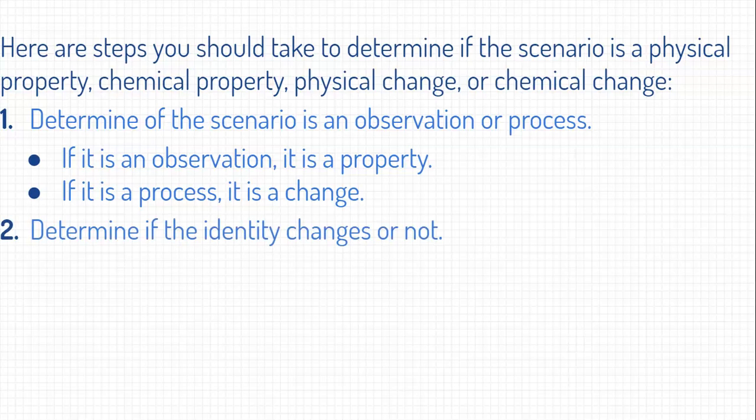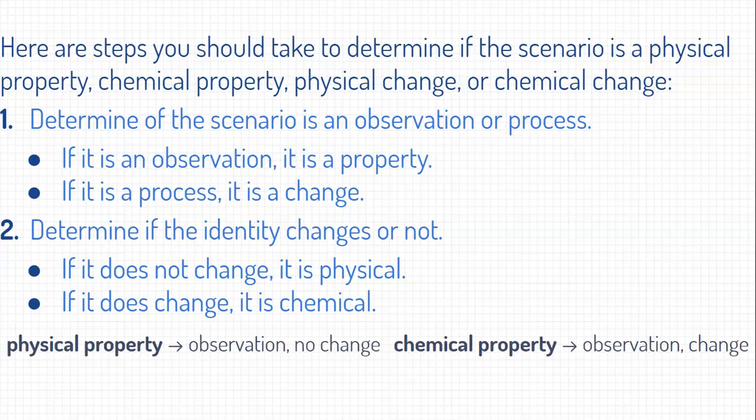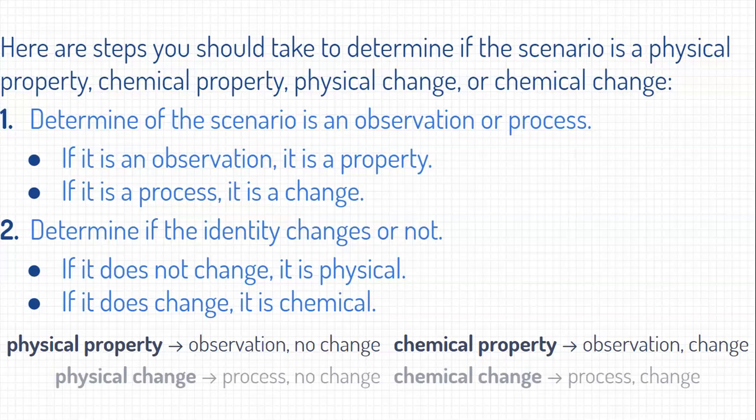Then you're going to determine if the identity changes or not. Now, if there's no change at all, it's still the same thing, it's physical. But if there is a change, it's different now, it's a chemical. So just remember, physical property is an observation with no change. Chemical property is an observation with change. Physical change is a process with no change. And chemical change is a process with change. And that's it.